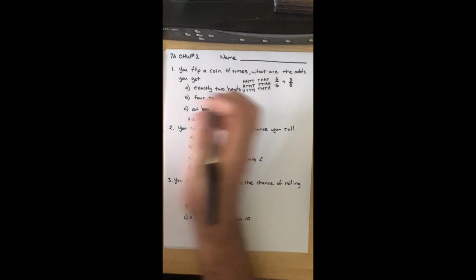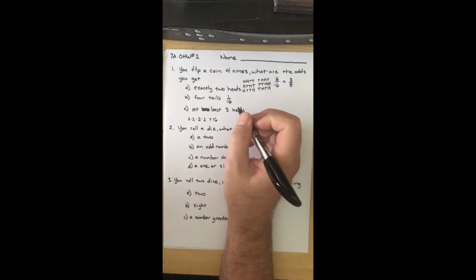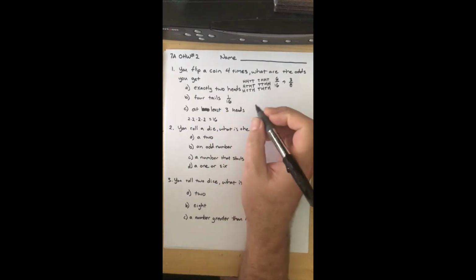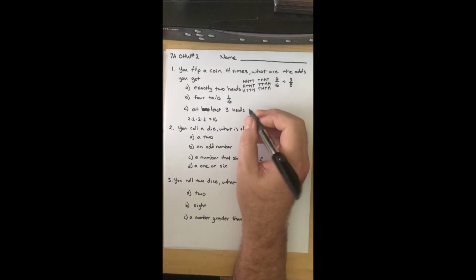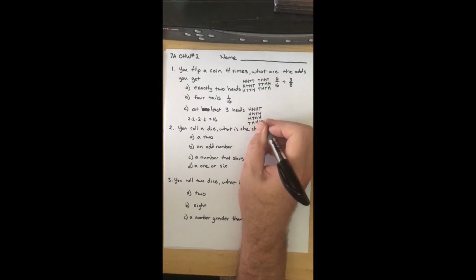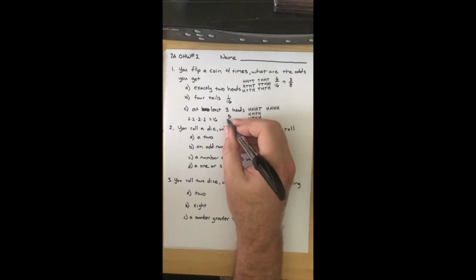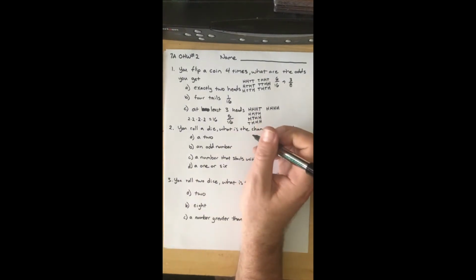Exactly 4 tails. Well, there's only one outcome. That's 4 tails. So that's 1 out of 16. At least 3 heads. Okay, so this one's a little bit easier because there's less possibilities. Heads, heads, heads, tails. Heads, heads, tails, heads. I'm just going to move the tails over each time, one closer to the start. And then it's tails, heads, heads, heads. It says at least, so that means I can also do heads, heads, heads, heads. So that's 5 out of 16, which does not simplify.